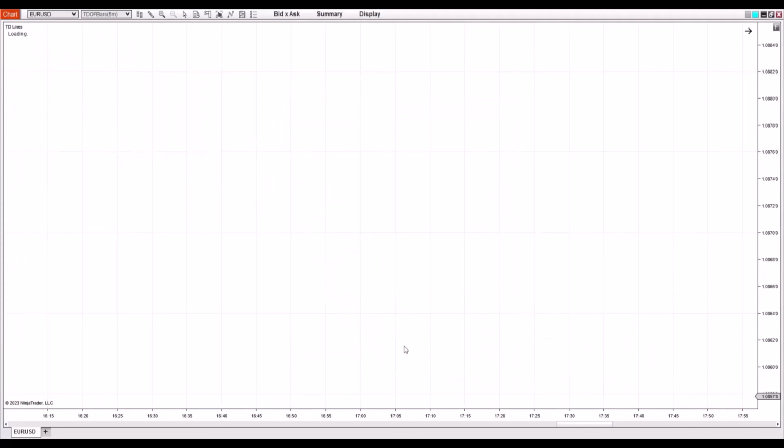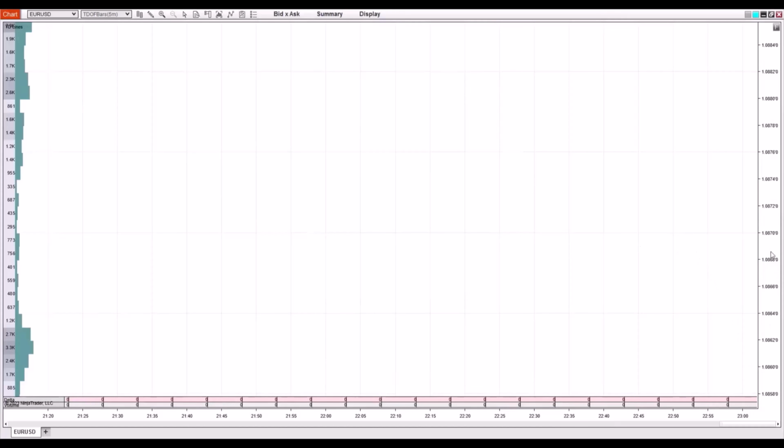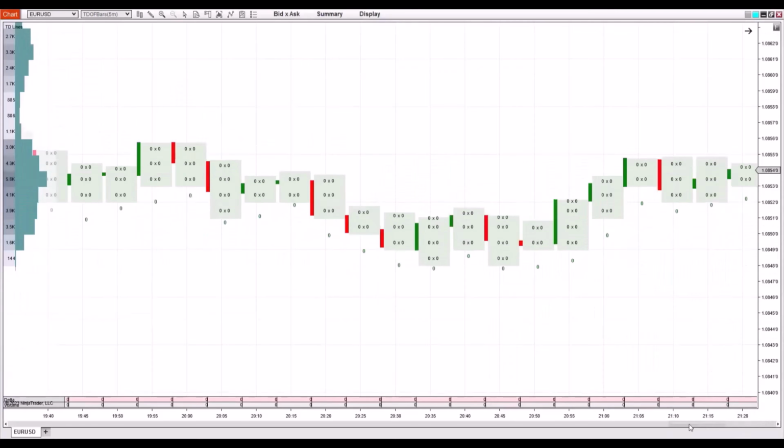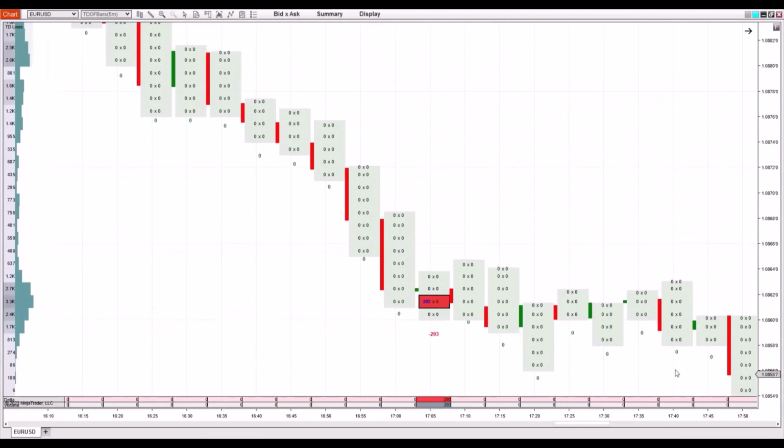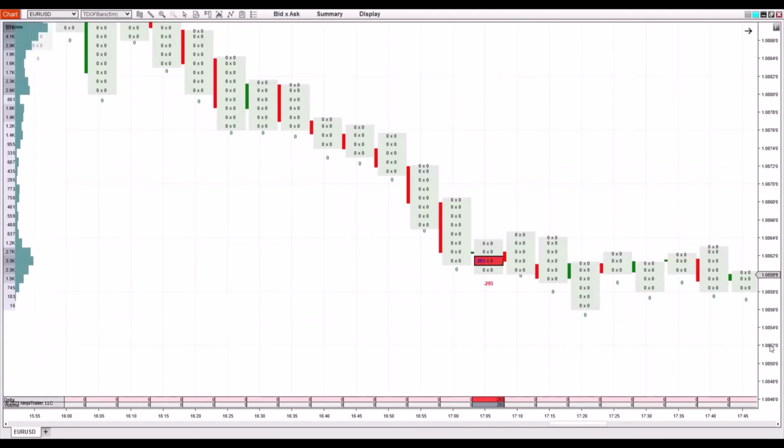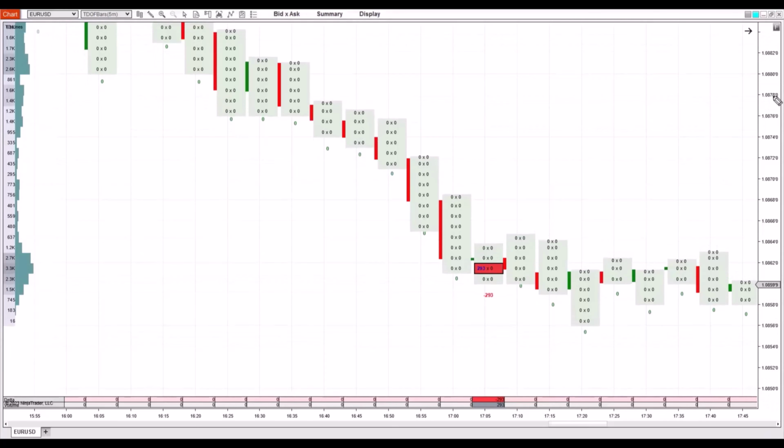Let's try 50. Every market is a bit different, so you need to adjust this trades filter to the market for which you are trading. All right, so now, as you can see, it filtered out all the noise except for one huge order of 293 lots. So this is definitely a big trading institution stepping in.